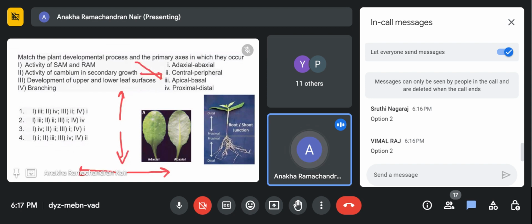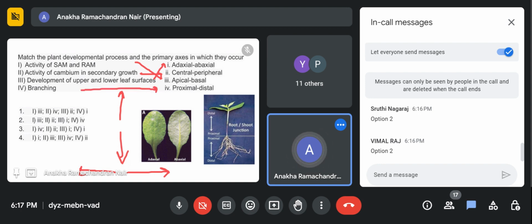And that is adaxial and abaxial. So the upper surface of the leaf is called adaxial and the lower surface of the leaf is called abaxial. Okay. So that is the correct option in this case. And branching is proximal and distal.